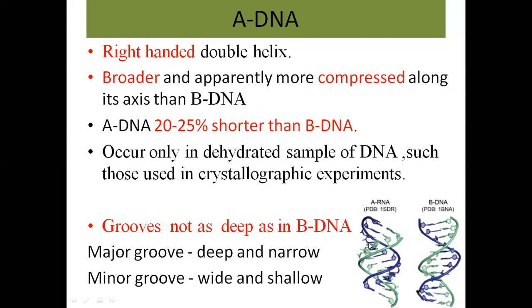And coming to the grooves, they are not as deep as in BDNA. There are two grooves, one is the major groove and the other is the minor groove, but the grooves are not as deep as in BDNA. Here, see the difference. Here the grooves are much deeper, but in this ADNA, it is not that deep. The major groove is deep and narrow and the minor groove is wide and shallow.